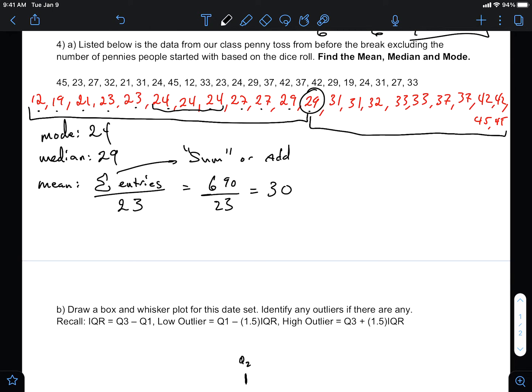Okay? Yes, Greer? Is 29 like the first 29 in the sequence included in Q1? Yeah, everything from here over. You have to count. Is that okay? Okay, and then from here over this way is the second half of the data set. And so you're finding the middle of the first half and the middle of the second half. Okay?